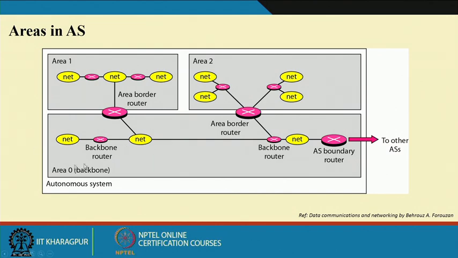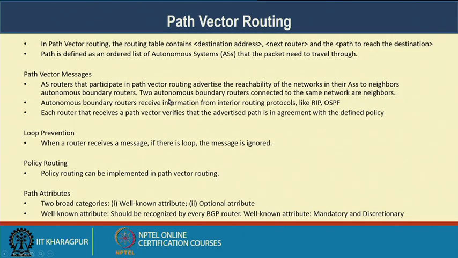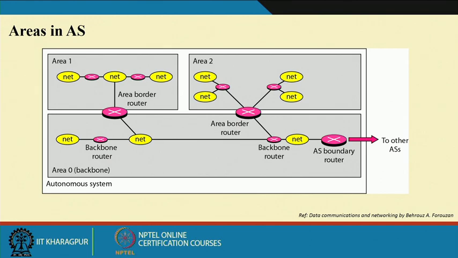So, just to repeat, there is area 0, or the backbone, and we have area 1, area 2, dot dot dot, area n, and there are area border routers which allow connection to the backbone routers. In the backbone area, or area 0, there is an AS boundary router, a designated router, which keeps the summarized information and shares it with the other autonomous systems based on the standards and the policy of the autonomous system, right. So, this is the overall structure.